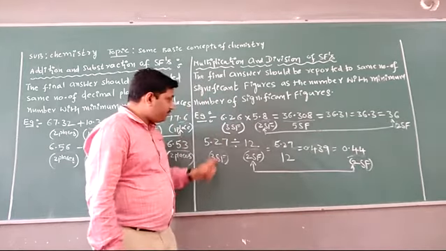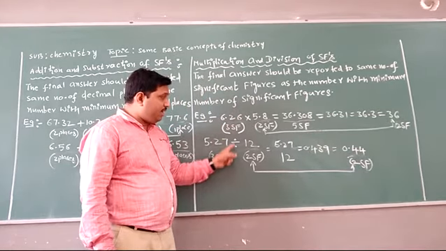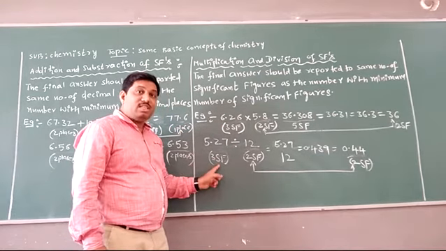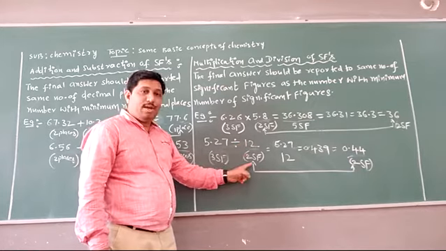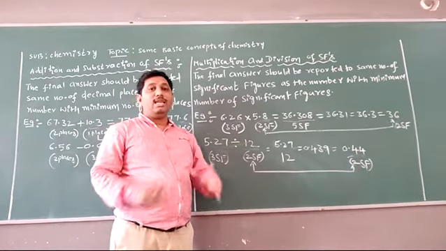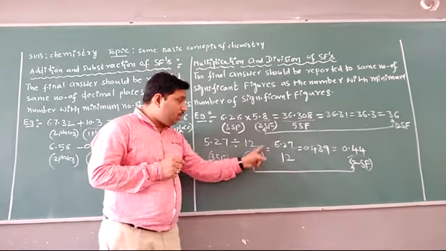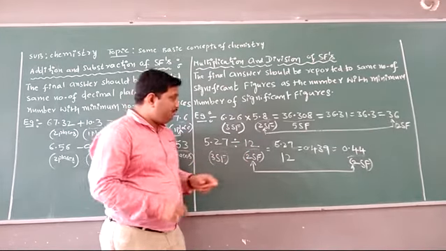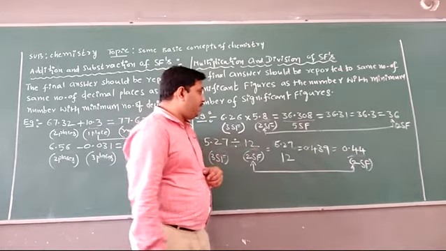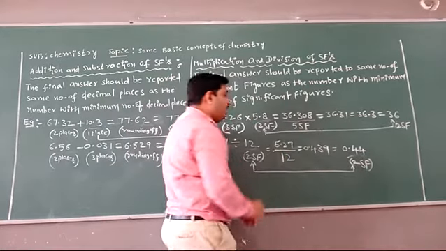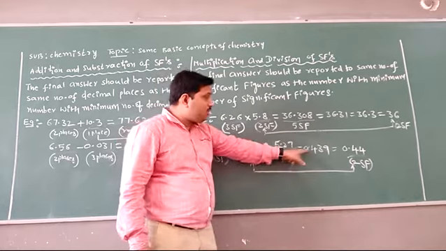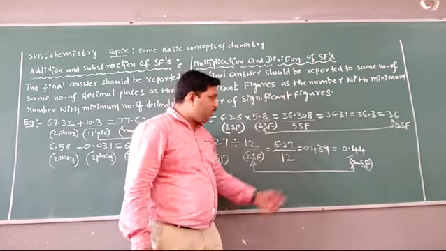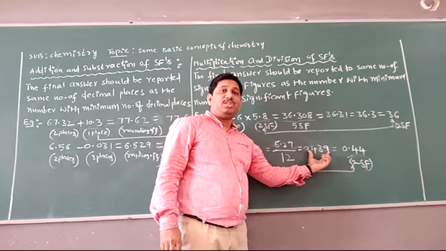Next one, student, division. 5.27 divided by 12. 5.27 has 3 significant figures, 12 has 2 significant figures, hence the final answer must be reported to 2 significant figures because these are the minimum number of significant figures. Therefore 5.27 divided by 12 equals how much, student? Nearly 0.439. How many significant figures, student?